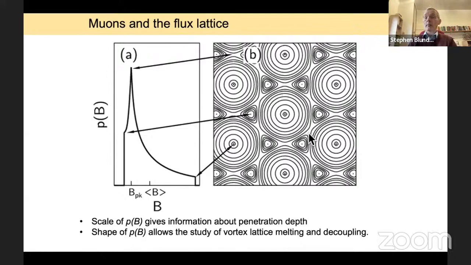Now, when you do a MuSR experiment, of course, you fire muons everywhere. So you completely sample this distribution, and therefore you can pull out this probability distribution. So this then gives information about the penetration depth. You can use it to study vortex lattice melting and so forth. And I won't go into the details of that, but that's something that can be done with a large number of superconductors.